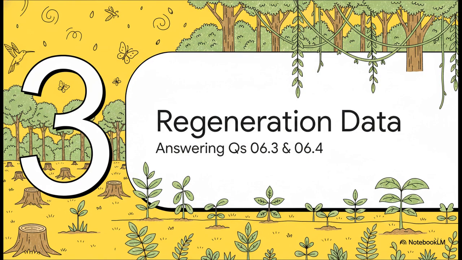All right, time for a change of scenery. The question now shifts from the carbon cycle over to biodiversity. We're going to look at what happens when a section of rainforest is cleared out and then just left to grow back on its own. Let's have a look at the data.